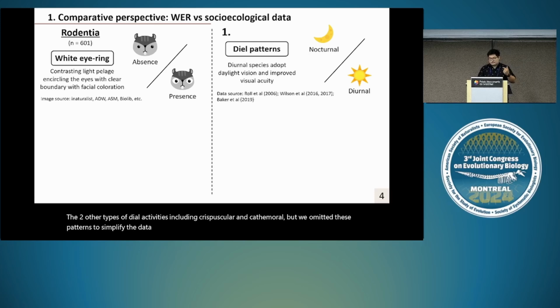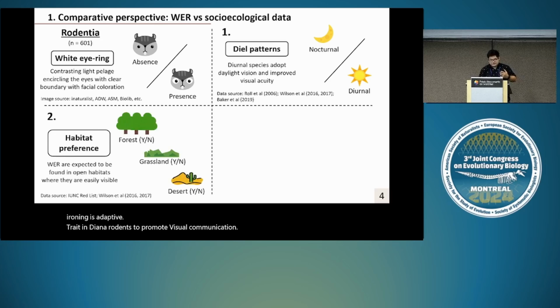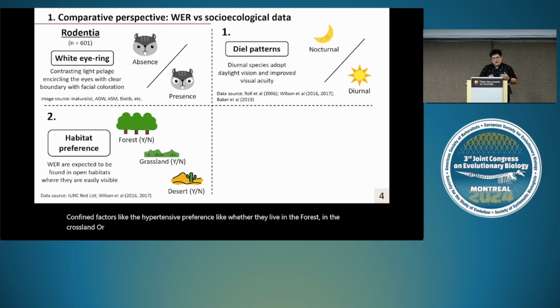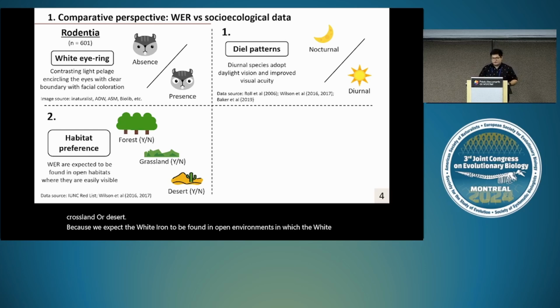So a diurnal lifestyle has been reported to lead to acquired daylight vision and improved visual acuity in rodents. Thus, our hypothesis is that the white eye-ring is an adaptive trait in diurnal rodents to promote visual communication. We also focus on other confounding factors like habitat preference, like whether they live in the forest, in the grassland, or desert, because we expect the white eye-ring to be found in open environments in which it can be easily visible.